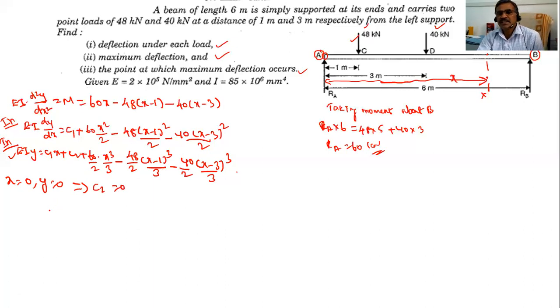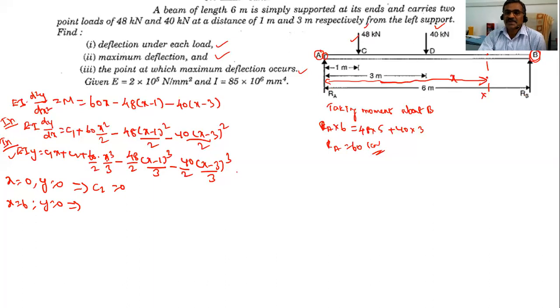Another boundary condition is, at point B, the deflection is equal to 0. Then what is the value of x? x is equal to 6. When x is equal to 6, y is equal to 0. This is another boundary condition.